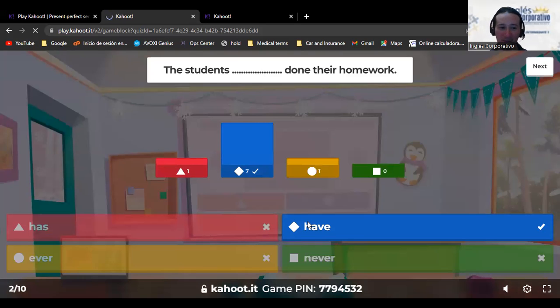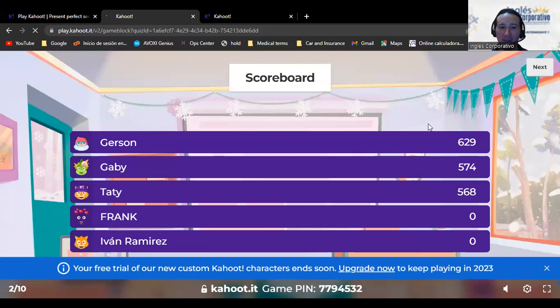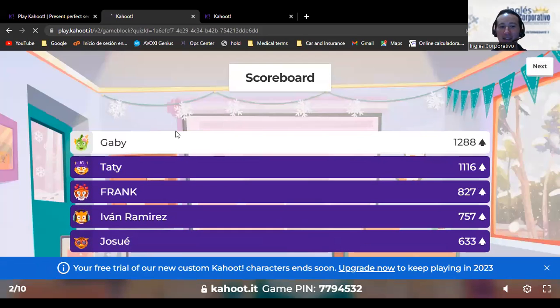Ahí está, ahora sí, muy bien, guys, buen trabajo. So, the students have done their homework. Estamos hablando de ellos, entonces por eso es have, por eso no es has, por ejemplo. Y como les dije, pues ever, por lo general, es para preguntas. Entonces acá no tenemos una pregunta, por eso no. Muy bien, guys, buen trabajo. Good job, guys, excellent. Ok, Gabby is number one. Ok, we have 2 ladies on the top, Gabby and Tati. Ok, let's go.